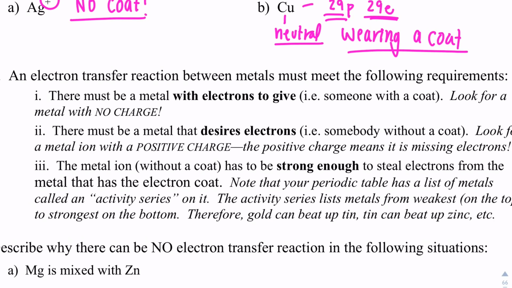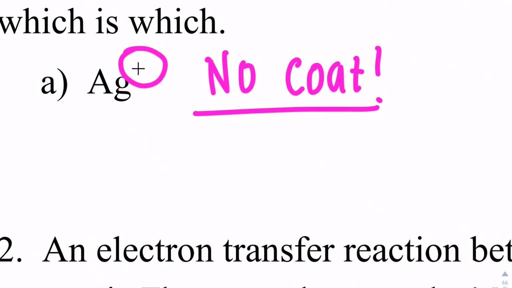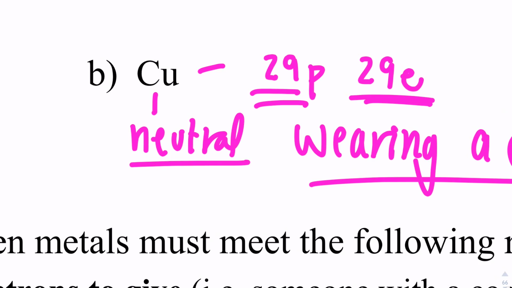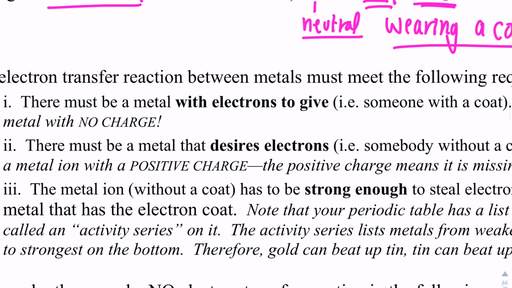So if it has a charge, that means it has no coat. If it has a positive charge, that means it's lost its outer electrons, it has no coat. If an element is neutral, that means it is wearing its coat. It's got all the electrons that it can have.